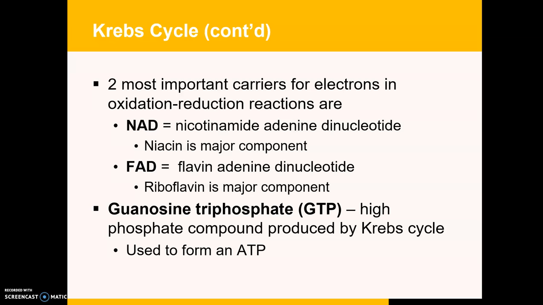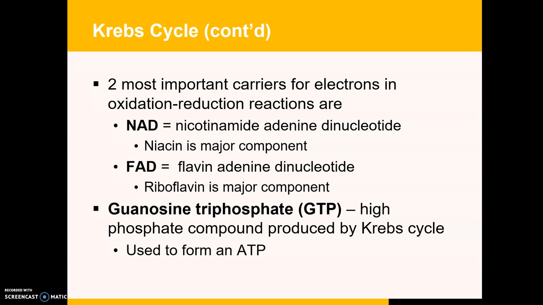Although most electrons are coupled in oxidation-reduction reactions, some can remain free within a cell and they may form damaging chemicals, what we call free radicals. Later we will look at what free radicals mean. One of the Krebs cycle reactions is exergonic and releases enough energy to produce a high energy phosphate compound, which is guanosine triphosphate, or GTP, which is then used to form ATP.